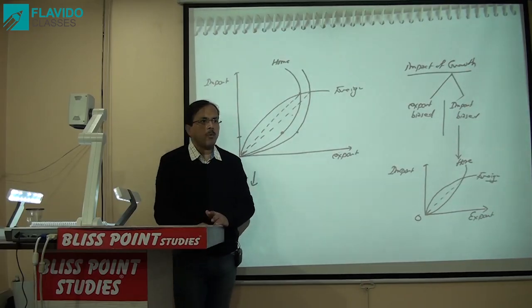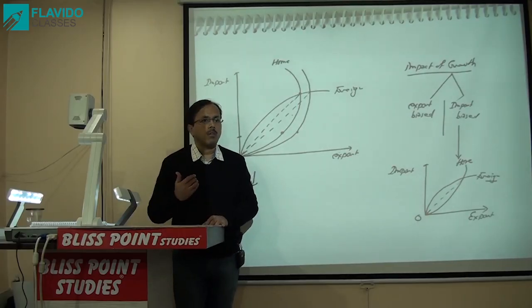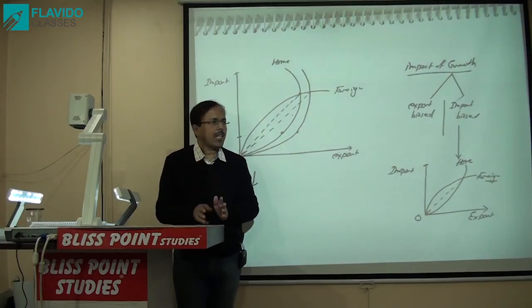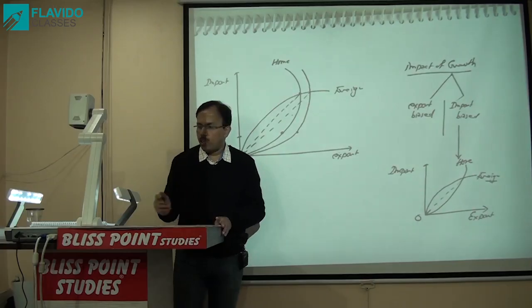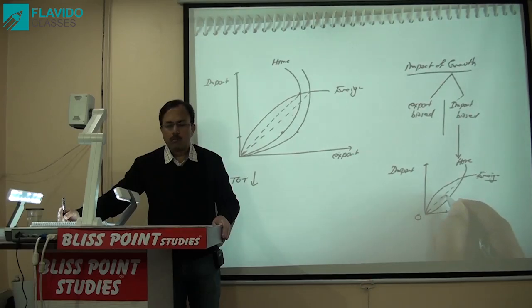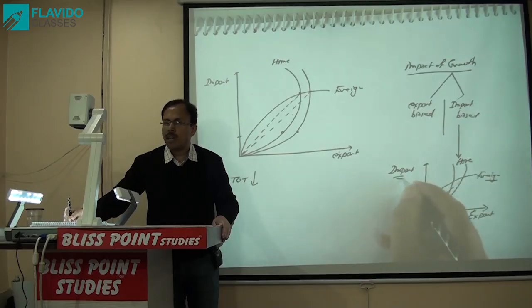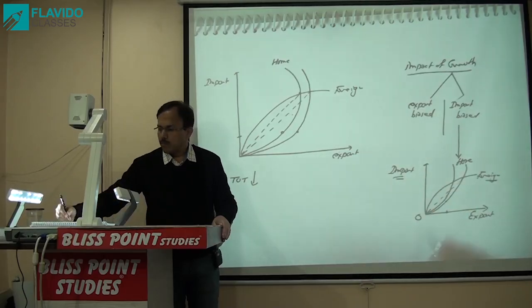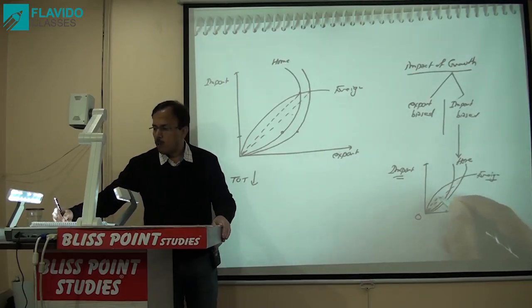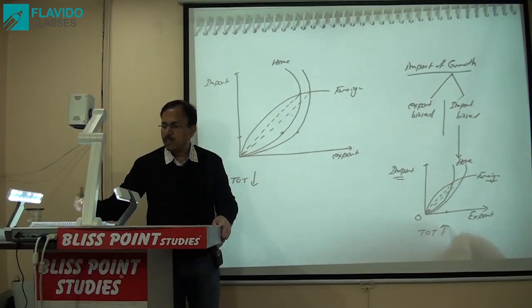So when price of imported good will fall, it means now you can import more for a given quantity of export. So for a given quantity of export, earlier whatever will be the import, now you can import more than that. So this offer curve shifts towards import axis, and as it shifts towards import axis, the terms of trade for a country increases.